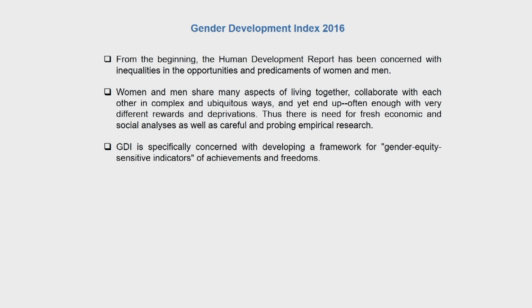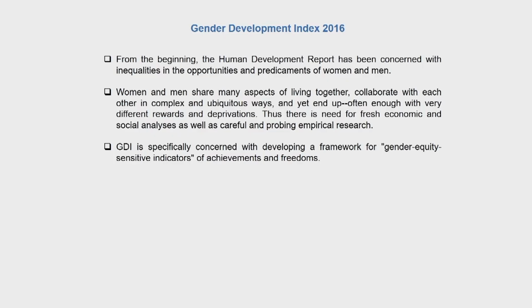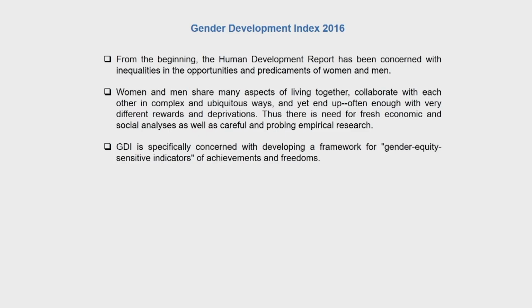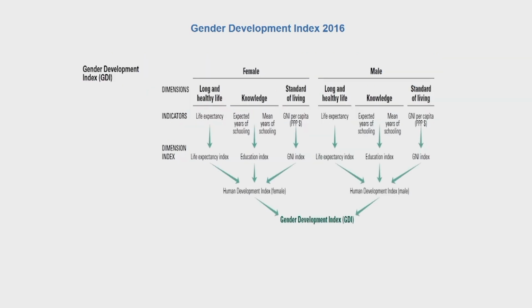However, they often end up with very different rewards and deprivations, and therefore women's achievements or deprivations are one of the important indicators of how badly or how well a country is doing. So there is a need for fresh economic and social analysis as well as careful and probing empirical research on the achievements and deprivations of women vis-a-vis men. GDI was specifically concerned with developing a framework for gender equity sensitive indicators of achievements and freedoms. So what does the GDI measure? If you look at the slide here, it gives you the map of what the Gender Development Index measures.